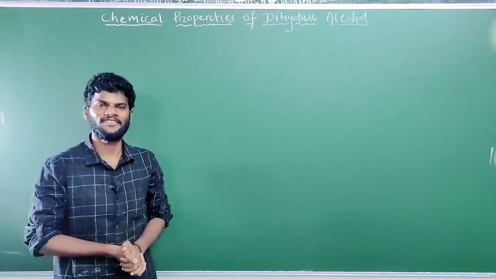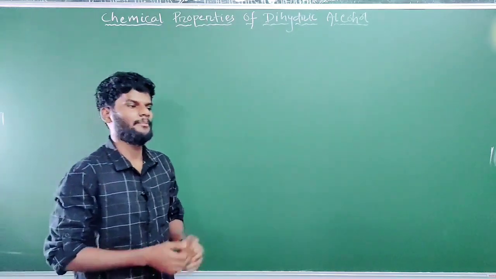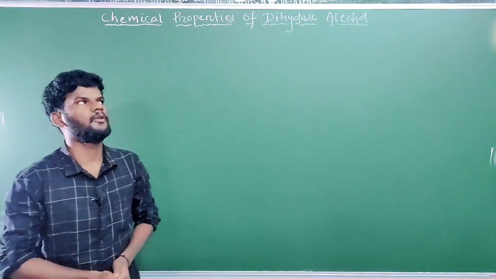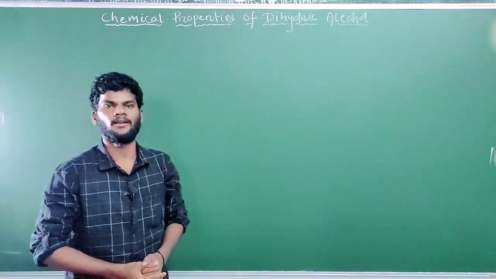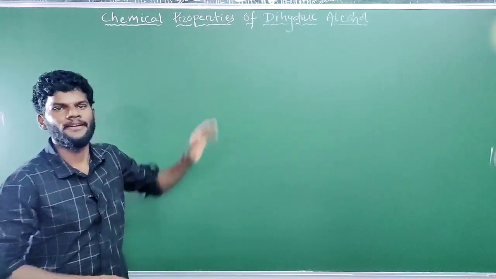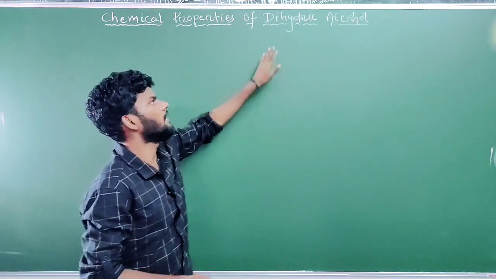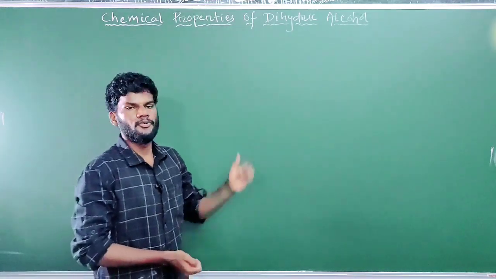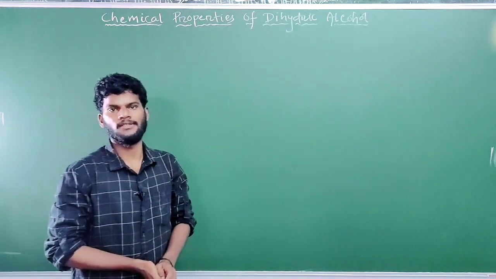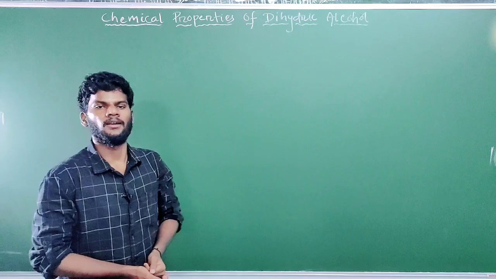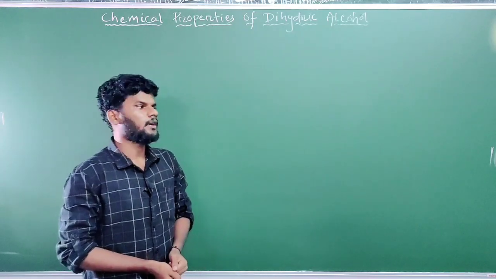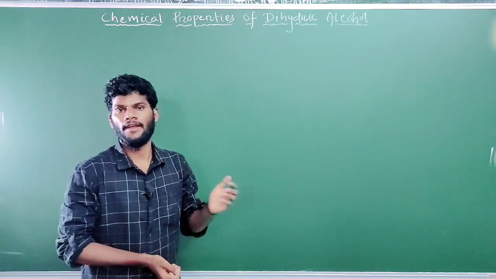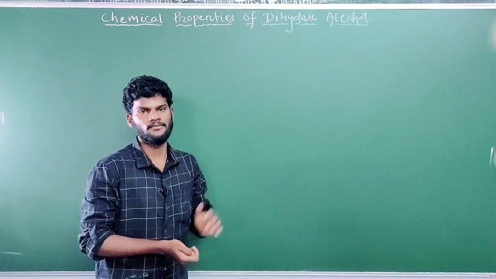In the last video we discussed the physical properties and methods of preparation of dihydric alcohol. In this video we are going to discuss the chemical properties of dihydric alcohol, that is, the types of chemical reactions a dihydric alcohol can undergo. In today's class we will discuss two important reagents, periodic acid and lead tetraacetate, and their mechanisms in the reaction. From the exam point of view this class is important for you.